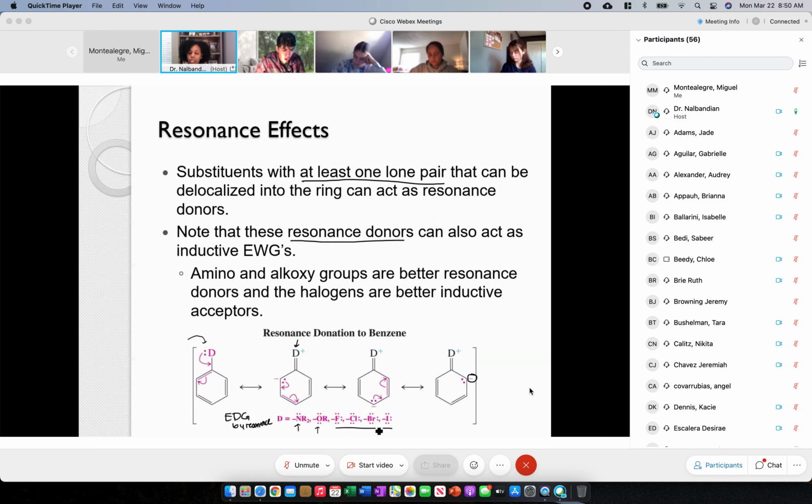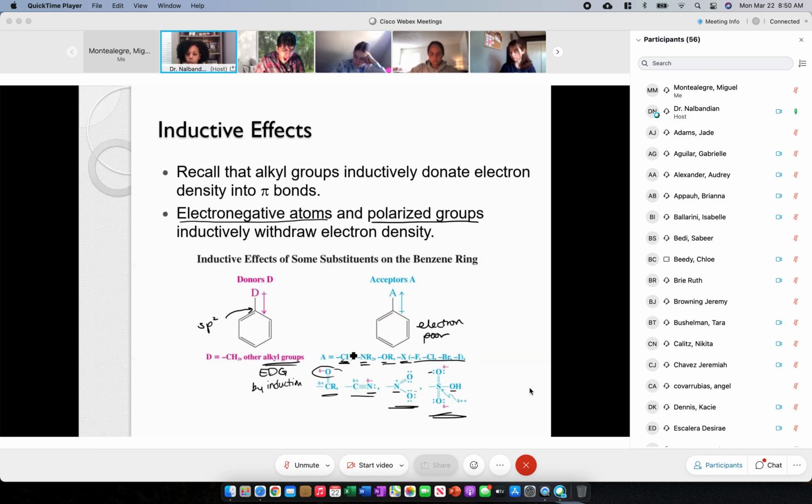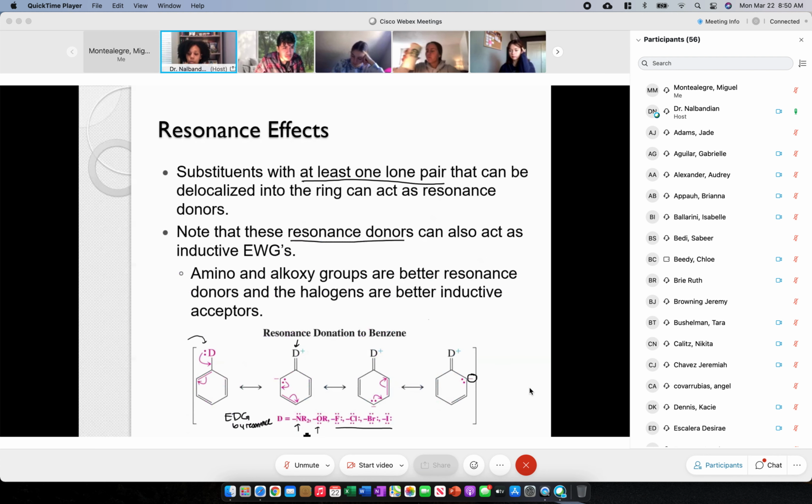But these groups, we saw them on the previous slide. Where did we see them? Right here. So they are both electron donating groups by resonance and electron withdrawing groups by induction, because they are electronegative atoms. They can do both things. They are resonance donors and also inductive electron withdrawing groups.